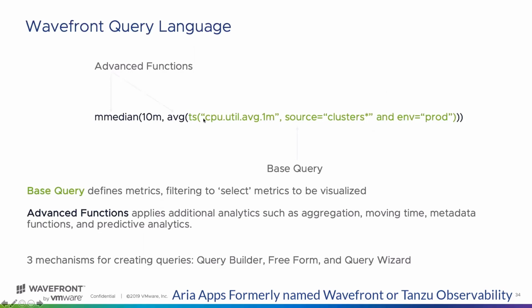In this case, it's filtering to one metric with no wildcard, although you could have wildcards in the metric name as well. It's filtered down to any source that begins with clusters. It's got a wildcard in there where it was coming from the production environment or env tag.